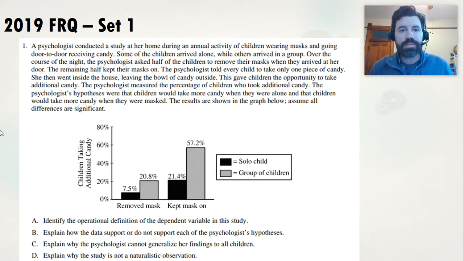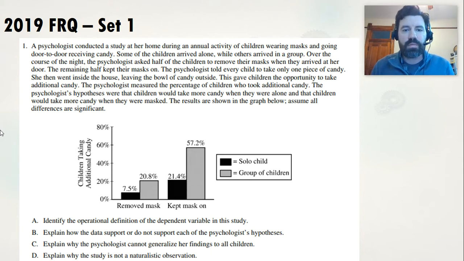This FRQ was given last year, and I'm going to read it to you, so bear with me here. A psychologist conducted a study at her home during an annual activity of children wearing masks and going door to door receiving candy. I don't know why they didn't just say Halloween. That's what it's talking about. Some of the children arrived alone, while others arrived in a group. Over the course of the night, the psychologist asked half of the children to remove their masks when they arrived at her door. The remaining half kept their masks on. The psychologist told every child to take only one piece of candy. She then went inside the house, leaving the bowl of candy outside. This gave children the opportunity to take additional candy.